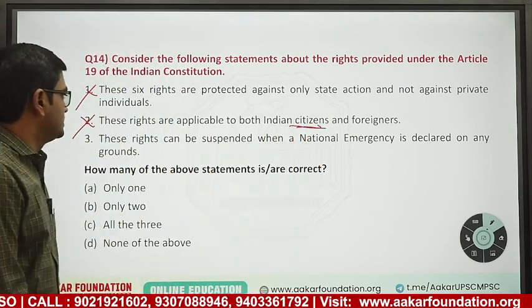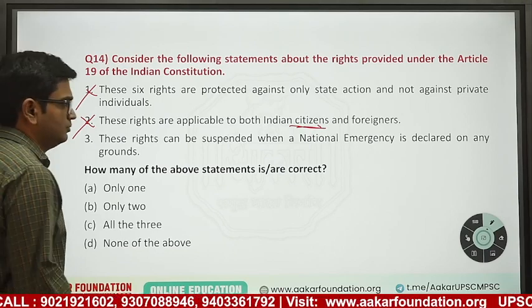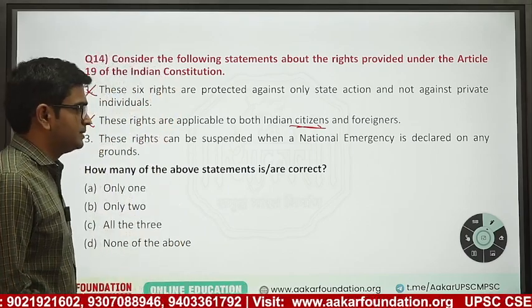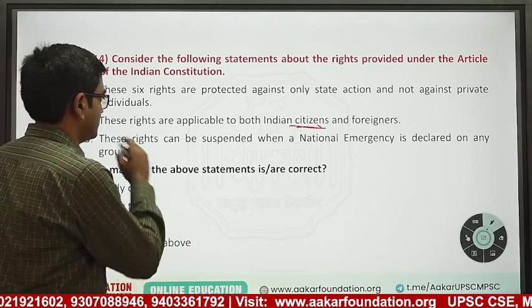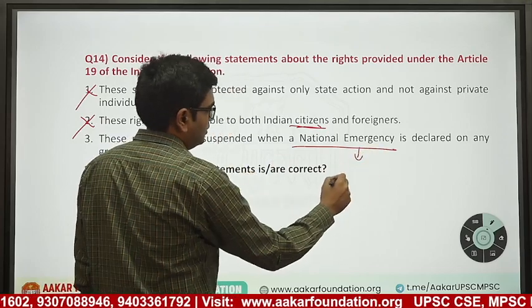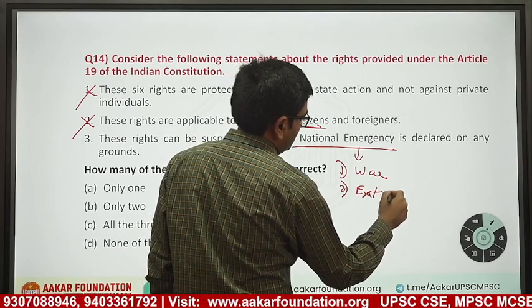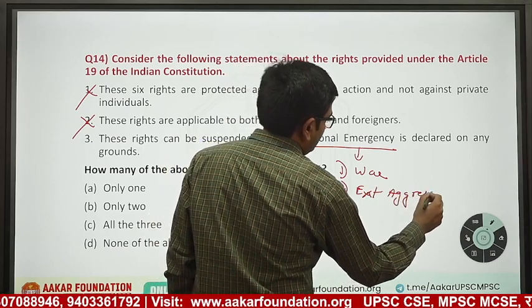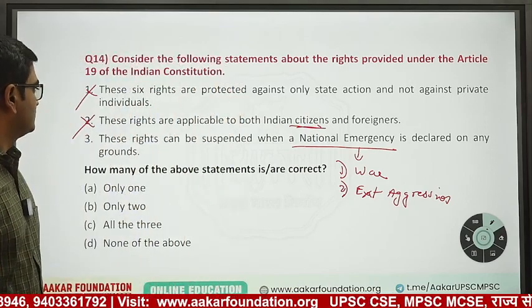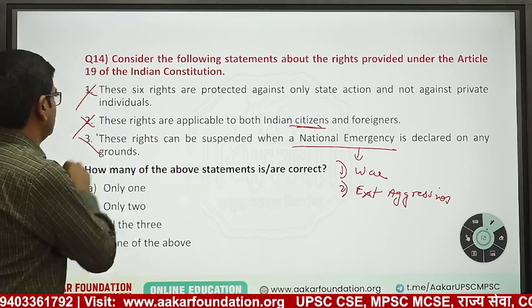Article 19 rights can be suspended when national emergency is declared on any grounds. Now, emergency we have not done, but still you should know that under national emergency, Article 19 will get suspended automatically only if the national emergency is because of war or external aggression. If this is the reason for national emergency, then Article 19 will get automatically suspended. So not on all the grounds. This is saying any grounds, so this is also wrong.